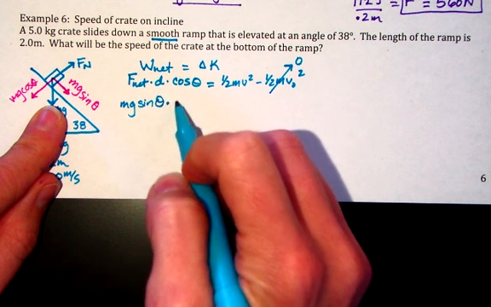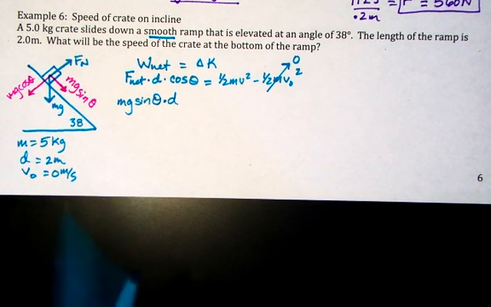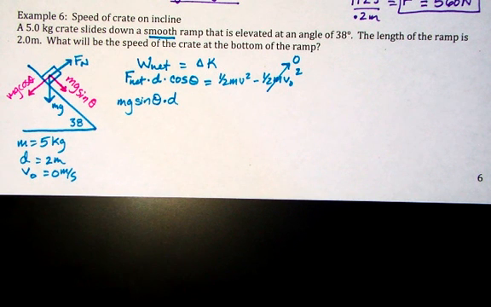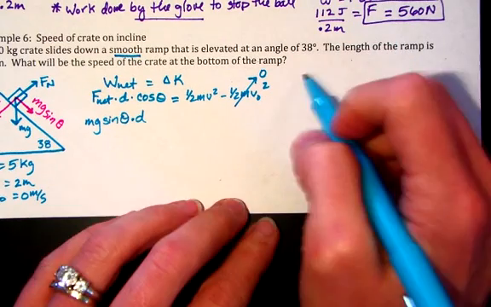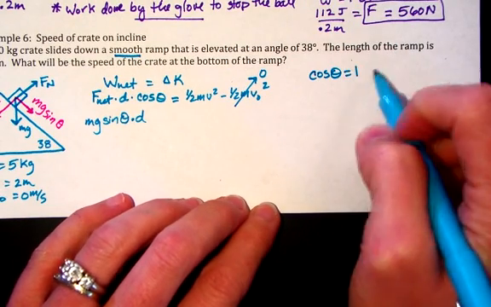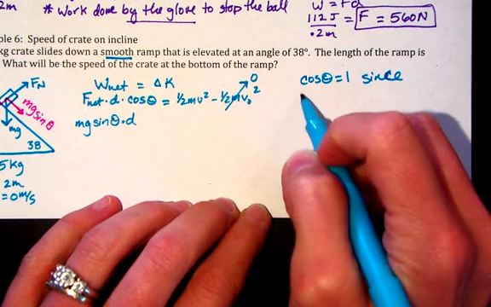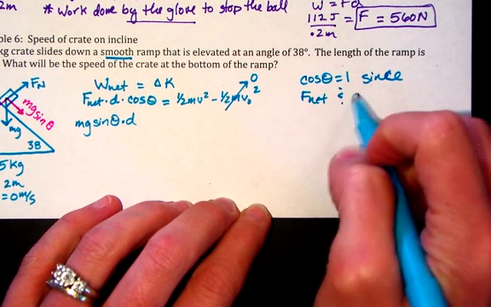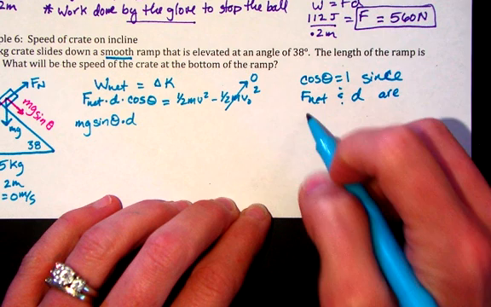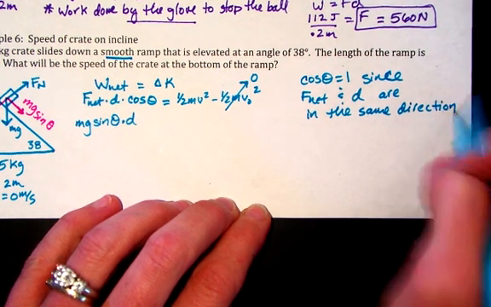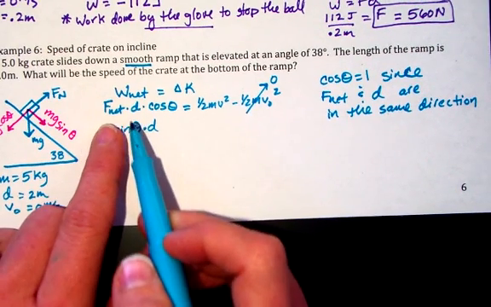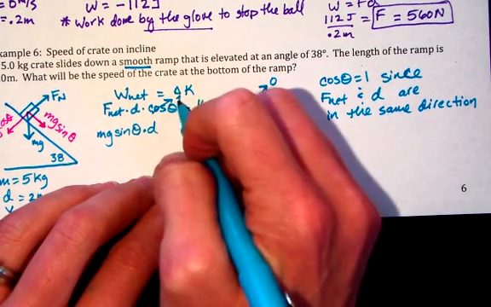All right, times d. So tell me this then. How does the direction of the net force compare to the direction the object's being displaced? It's the same. So what happens to cosine of theta? It's 1. So cosine of theta equals 1 since the net force and the displacement are in the same direction. The minute you know they're in the same direction, your equation is really just net force times displacement.